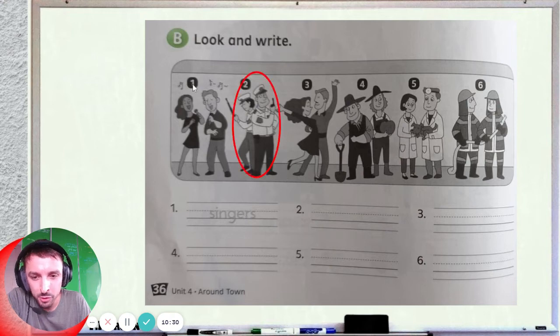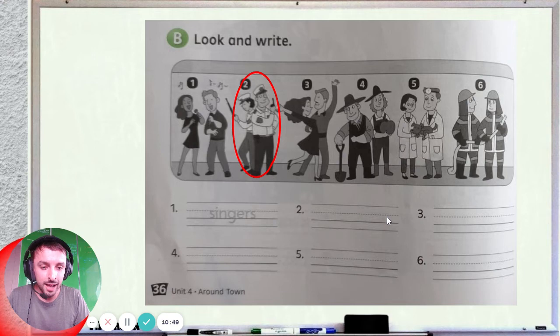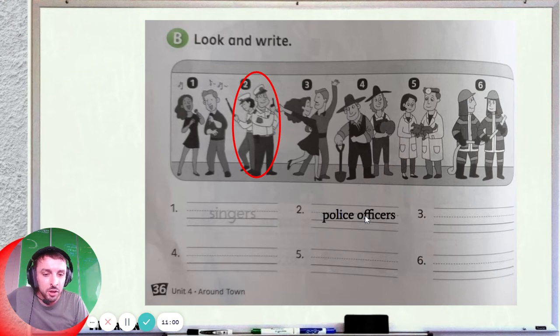Let's look at activity B. Look at the picture. Number 1 is singers. So can you copy the word singers? Now let's look at number 2. Number 2 is blank, so you need to think of the word yourself. What are these? What is their job? They are police officers. Now remember, there is more than one, there are 2, so you need to add an S.